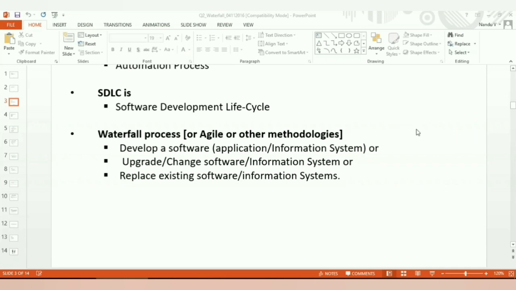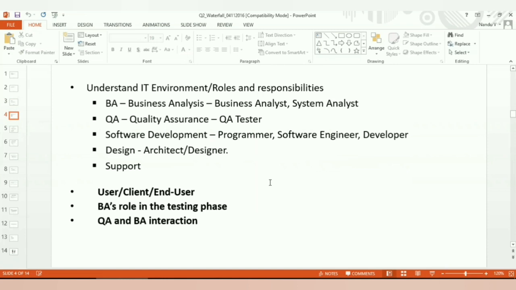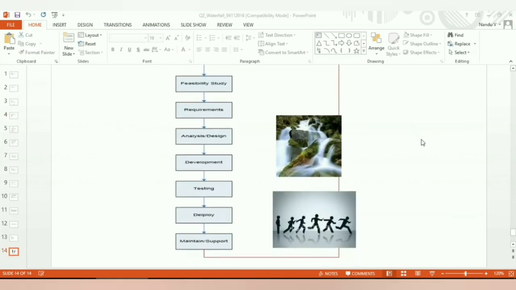So let's move on. In 2 minutes we'll end the theory and do some exercise. Understand IT roles and environment responsibilities. I talked about who participates in the feasibility study, and then who participates in the requirements phase? Mostly it is the BA and a customer. You can call the person a user, a customer or a client. In some cases they are also called SMEs. It all depends on the type of product. We'll look at it in a different class.